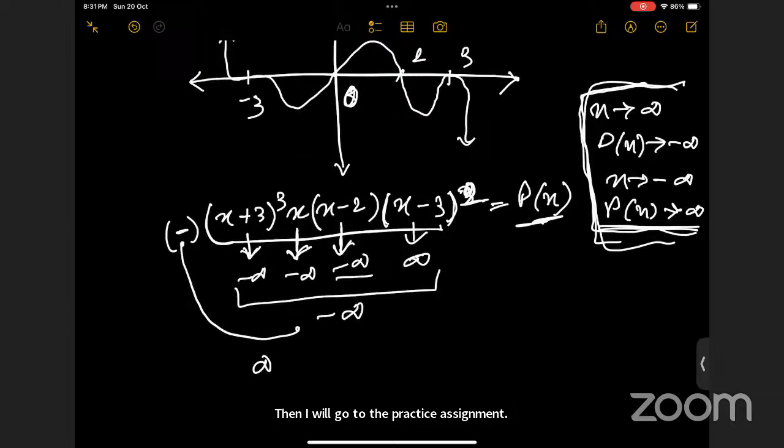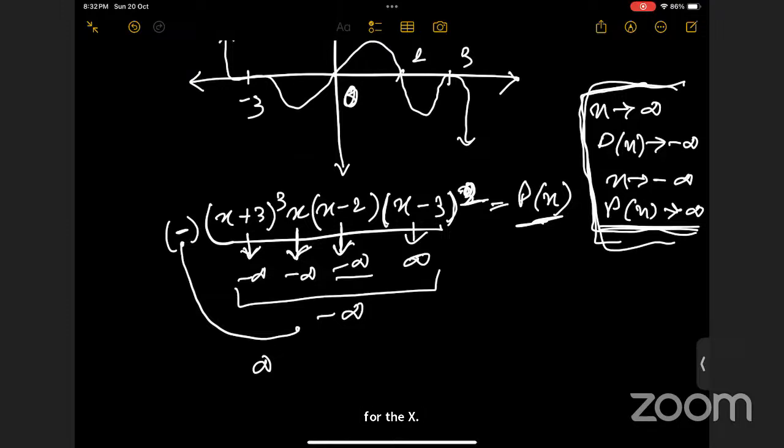Ma'am, I have one doubt in this. Whenever our graph is passing through the origin, that is (0, 0), at that time it is a little bit confusing between degree 1 and degree 3 for the x. Why power of 1 or power of 3?